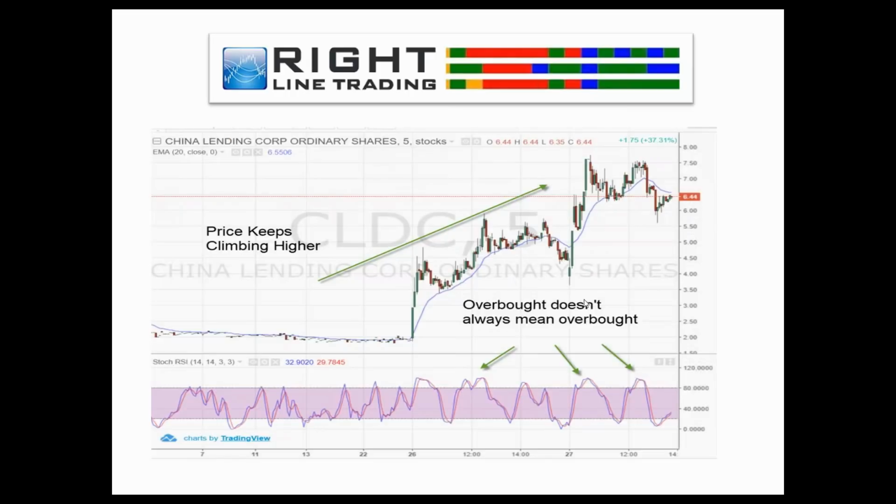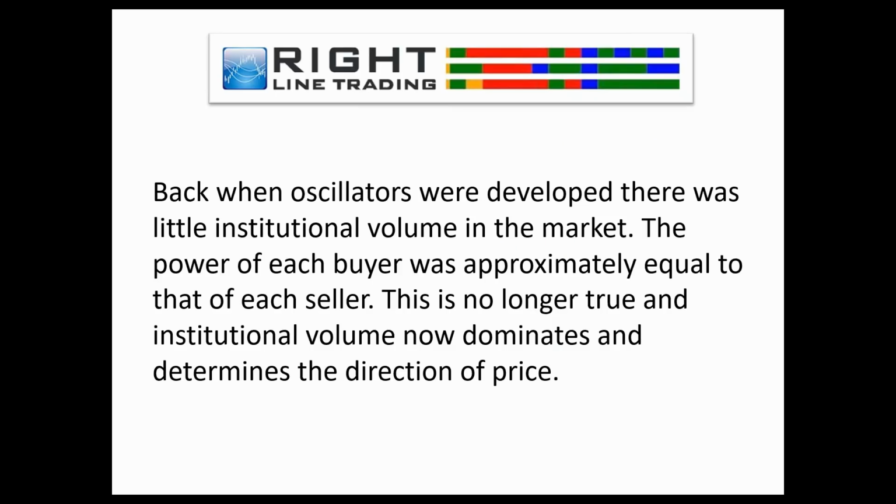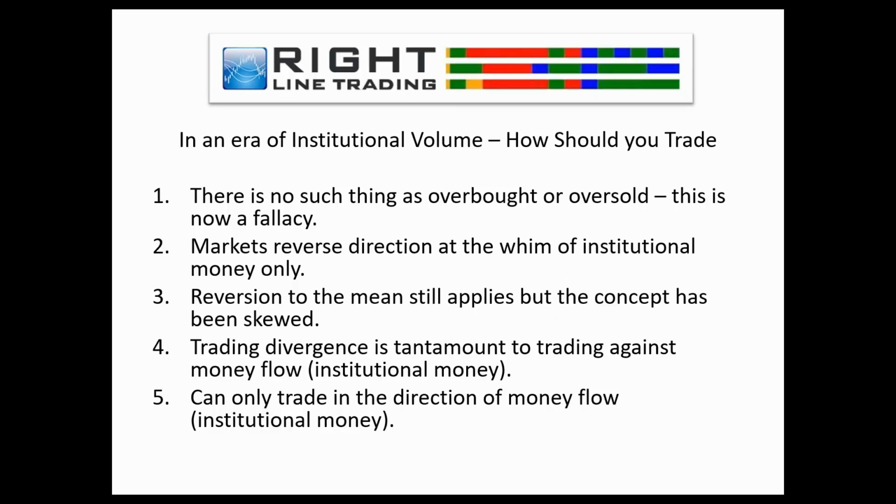Now, as I mentioned, the market can stay overbought forever, essentially, for days, for weeks, and for months. And that's because of institutional money. So what we need is an oscillator that no longer looks for divergence. It's simply looking to track price acceleration or deceleration so we can trade in the direction of that momentum analysis. And the whole scanner is based on this premise that there's no such thing as overbought or oversold anymore. I mean, it's a fallacy now.